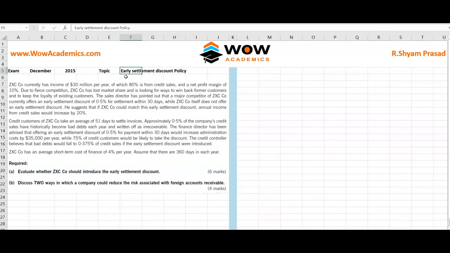So the next question is the early settlement discount policy. This question was asked in December 2015. So we'll start from the requirement. Requirement A is: evaluate whether ZCO should introduce the early settlement discount.